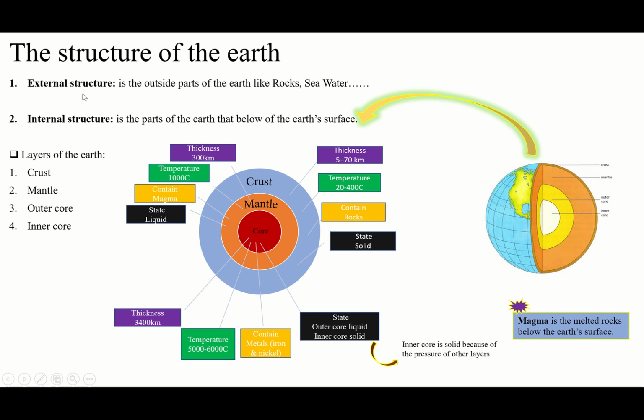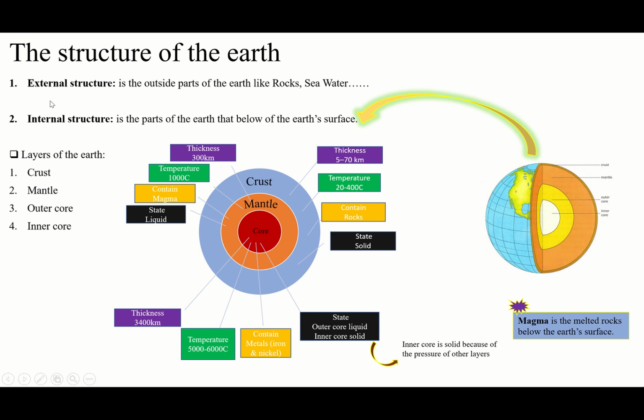So let's see what is the main difference between the external structure of the Earth and the internal structure of the Earth. Okay? By the way, let me tell you something from the beginning. It's really easy. Don't say, oh, it's hard or something. No, it's not like that. It's really easy. Why? Because if you know one of them, you will directly know the other one because they are completely opposite. Okay? Just one of them is enough for you. If you know one of them, make it opposite and that is going to be the other one.